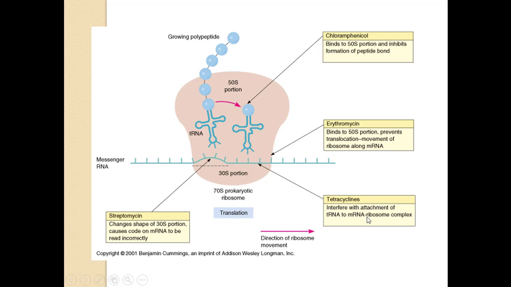Tetracyclines will interfere with the attachment of tRNA to the mRNA ribosome complex. So without the tRNA bringing the amino acids here, the protein can't form. And streptomycins will change the shape of the 30S portion right here and cause the code on mRNA to be read incorrectly. So these are some of the ways that antibiotics will prevent bacterial growth inside of us.